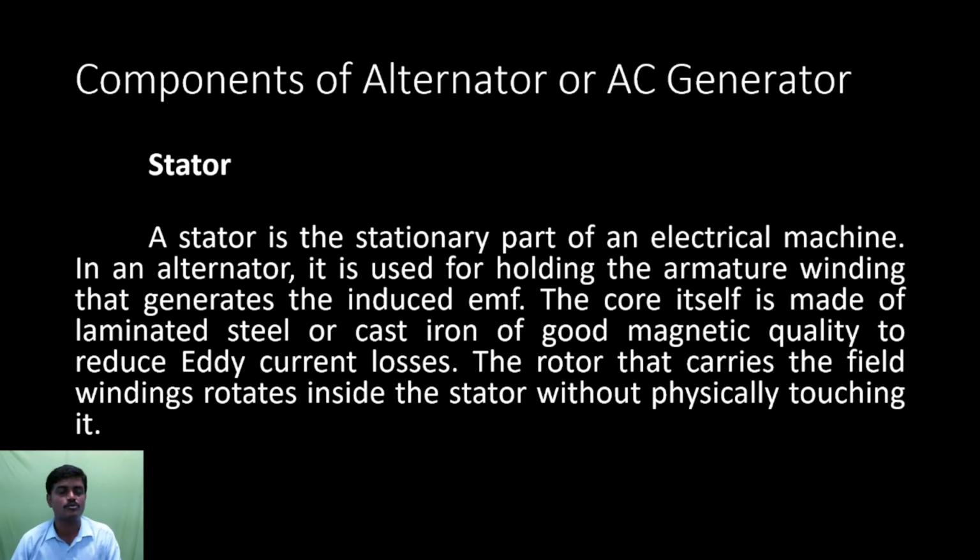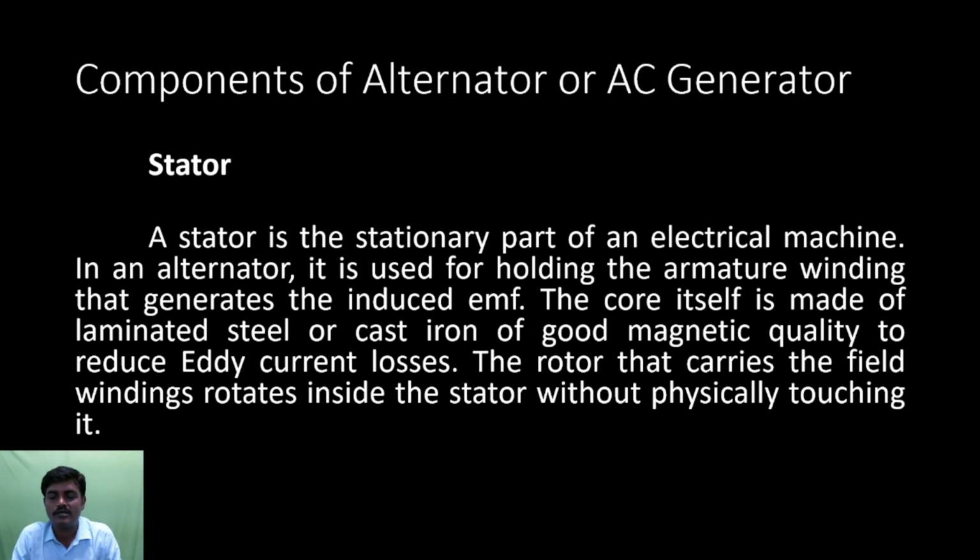Here we are going to discuss the stator. The stator is the stationary part of the electrical machine in the alternator, as we already know. It is used for holding the armature winding. We already discussed that the armature winding is placed on the stator only, so that it generates the induced EMF. The core is made up of laminated steel or cast iron. Wherever necessary, we use laminated steel sheets to reduce the hysteresis as well as the eddy current losses, for good magnetic quality.